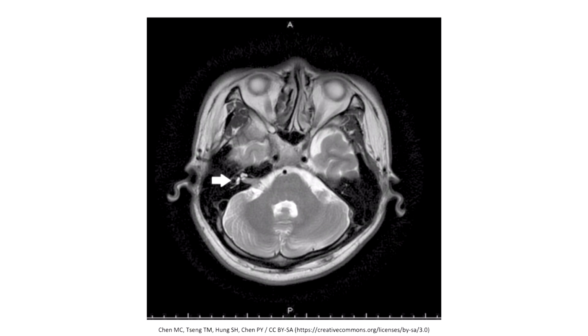Here's an MRI image of someone with a schwannoma. Notice the mass is at the cerebellopontine angle, where the cerebellum and the pons meet, right here.